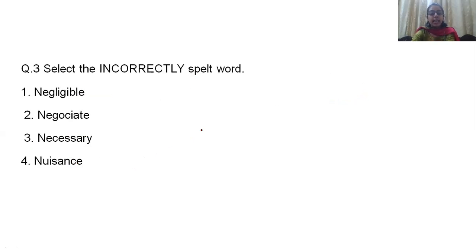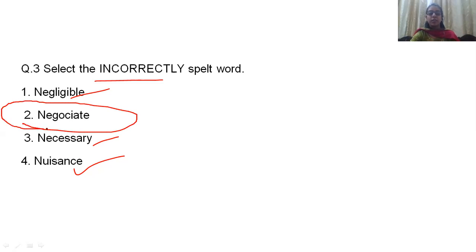Question number 3, select the incorrectly spelled word. Again, the question has been repeated, but different words are there. Negligible, negotiate, necessary, and nuisance. If you can't rectify the correct spelling or a wrong spelling, you should do either of two things. Either you should know the correct spellings, like negligible is correct, necessary is correct, nuisance is correct. Even if you don't know the spelling of negotiate, you should know that if all the other three spellings are correct, then definitely this is the point where the spelling error will be. So tick it without hesitation.